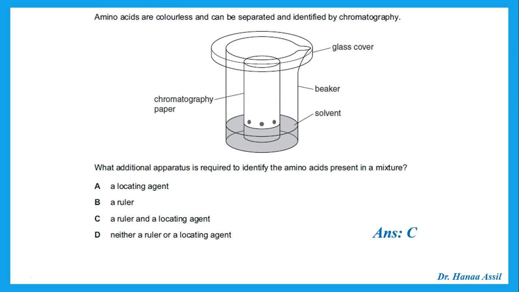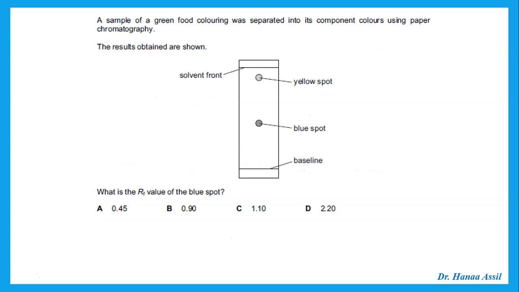Please note that during the experiment, he's covering the beaker with a glass cover. Can you see that? The glass cover is there. Why? To prevent evaporation of the solvent. I don't want my ethanol, for example, if I'm using ethanol, to evaporate. So the glass cover on top of the beaker is to prevent evaporation of the solvent. A sample of green food coloring was separated into its component colors using paper chromatography. The results obtained are shown.